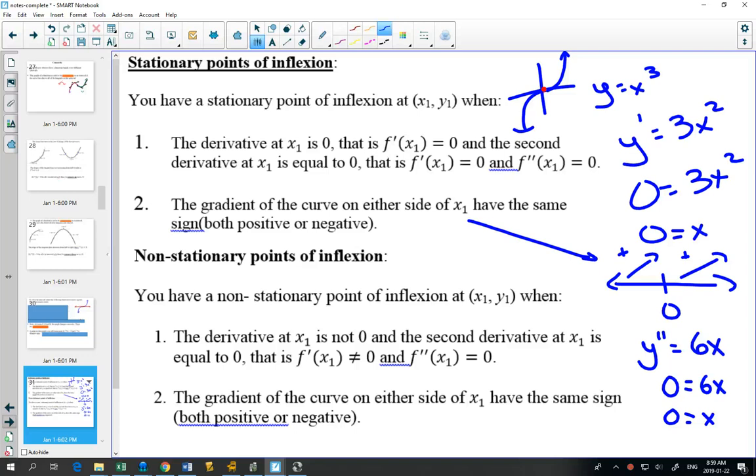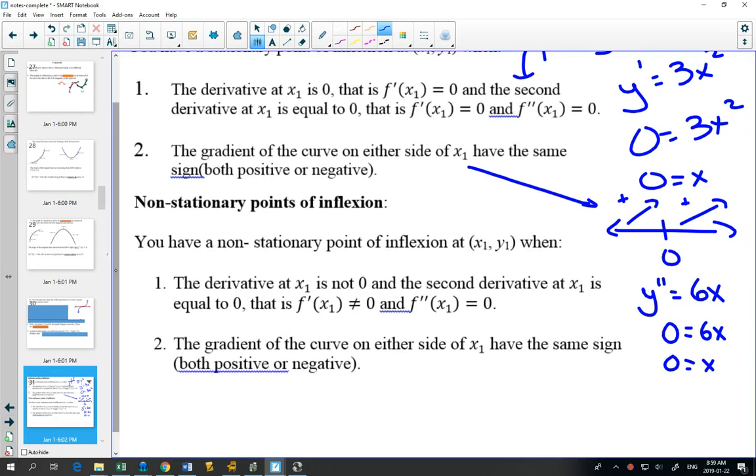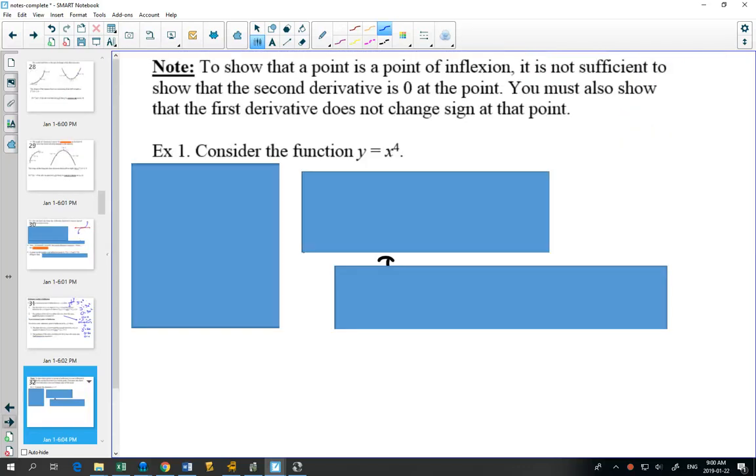You have a non-stationary point of inflection. The derivative at the point is not 0, but the second derivative is 0. Okay? And the gradient of the curve on either side still has the same sign. And we'll also find out that this shows true with plugging in values into the second derivative. You can show that it changes concavity. So we're going to look at some examples for this and come back to these ideas afterwards.